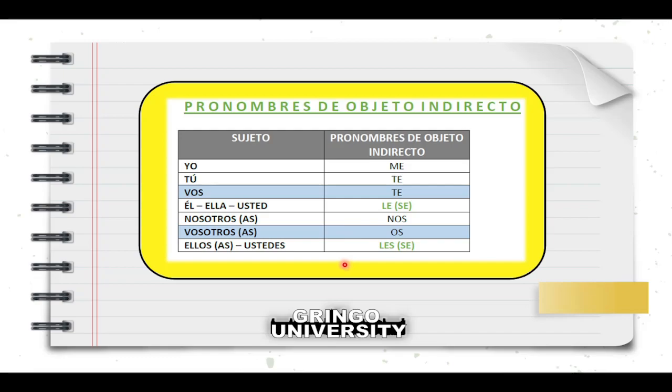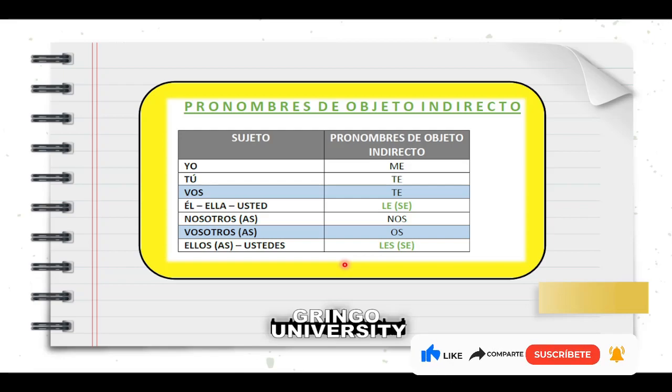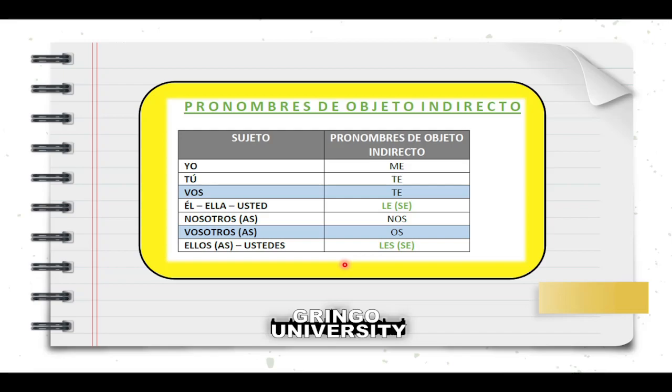So let's imagine that I bought ice cream for those girls. So those girls are receiving the ice cream. So I bought the ice cream for those girls. So those girls will be ellas, and ellas goes with les. So in Spanish we will say les, referring to them, the girls. Les compré, I bought, helados para ellas.